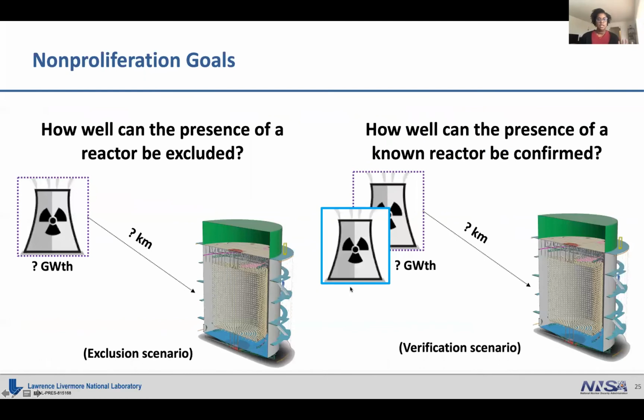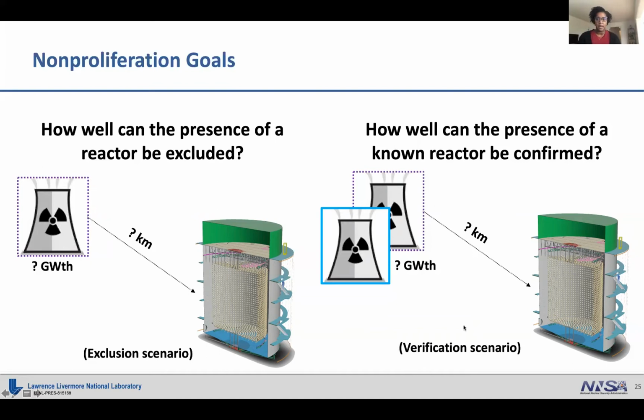Okay, and so the 2 non-proliferation goals specifically that I've looked at for these detectors, the first one is, how well can we exclude the presence of a nuclear reactor? We call this our exclusion scenario. There can be some non-proliferation cases in which you have an agreement with another country to say that within this specific region, you're not allowed to have a nuclear reactor. And so could you put an antineutrino detector in that location to verify that there are no nuclear reactors? Or how well could you actually see a nuclear reactor above background if you're trying to find a nuclear reactor?